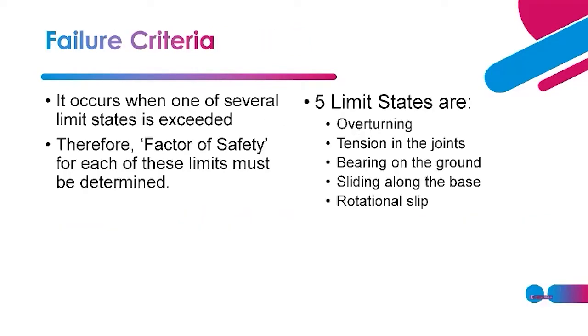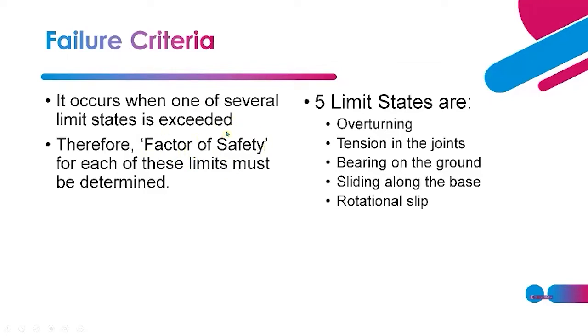We need to know what the failure criteria of a retaining wall are. It occurs when one of several limit states is exceeded. Therefore, the factor of safety for each of these limits must be determined. Dia ada limit state, maksudnya dia ada factor of safety. Let's say the value yang you dapat nanti, because you need to calculate the factor of safety. Berapa factor of safety daripada the calculation of force yang pull you punya retaining wall and force yang stabilizekan you punya retaining wall. So berapa you have to calculate that, then you will dapat the factor of safety.